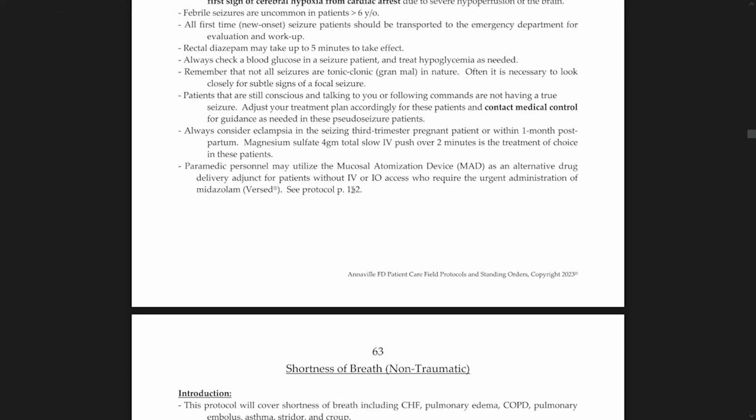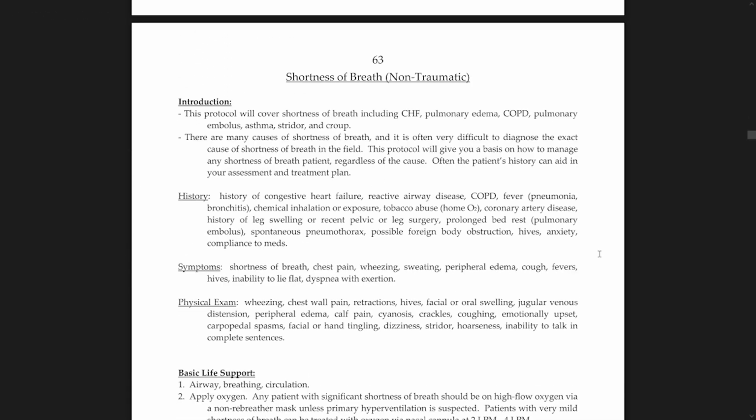See protocol page 152. For shortness of breath in a non-traumatic scenario, this protocol will cover shortness of breath including congestive heart failure, pulmonary edema, COPD, pulmonary embolus, asthma, stridor, and croup. There are many causes of shortness of breath, and it is often difficult to diagnose the exact cause in the field. This protocol will give you a basis on how to manage any shortness of breath patient regardless of the cause. Often the patient's history can aid your assessment and treatment plan.